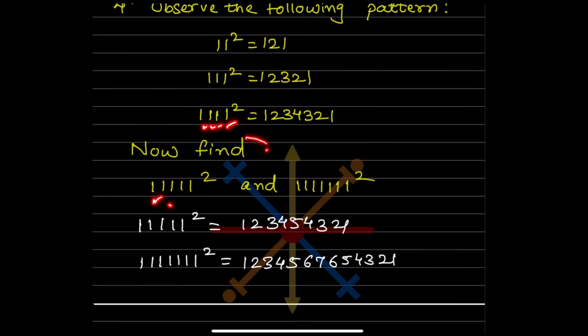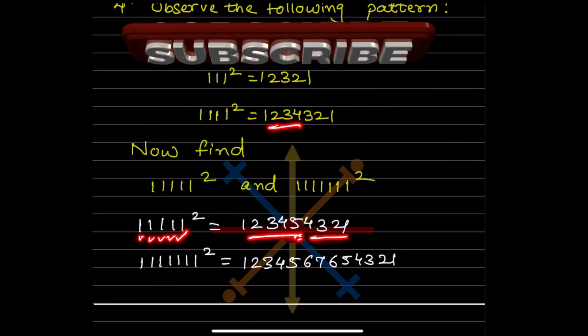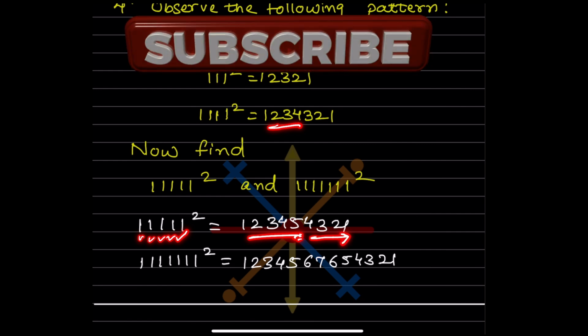So we want to find out the value of this one. So how many are here? 1, 2, 3, 4, 5. So here what are you going to do? 1, 2, 3, 4 is there, and again you need one more digit, that is 5. So 1, 2, 3, 4, 5. After 5 you will go in the descending order, 4, 3, 2, 1.